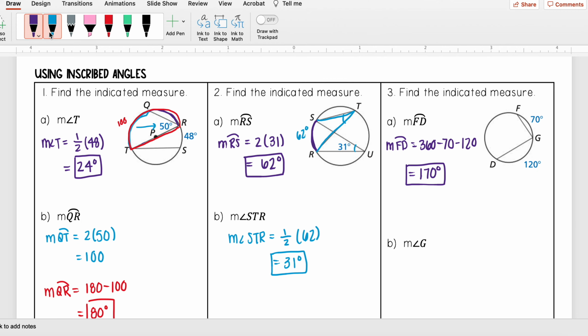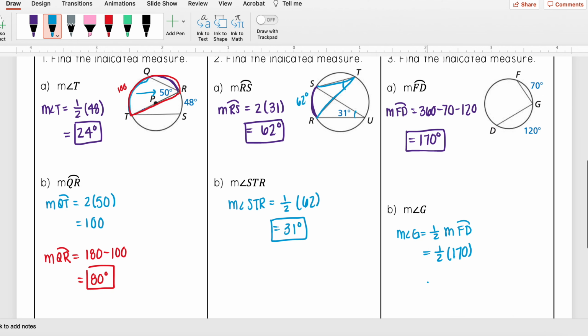Now I want to find the measure of angle G. I just found that the measure of arc FD is 170 degrees, and I know that the measure of angle G is equal to half of the measure of the intercepted arc. So it's going to be half of 170. And when I divide 170 by 2, I get that the measure of angle G is equal to 85 degrees.